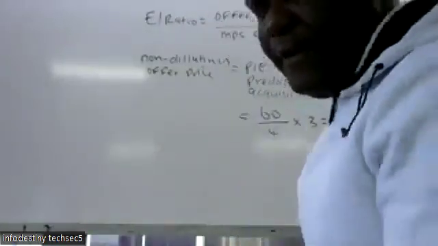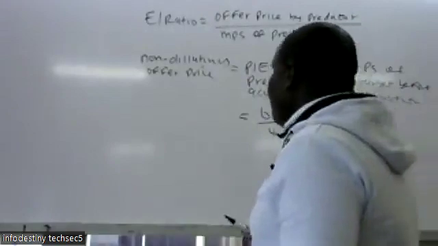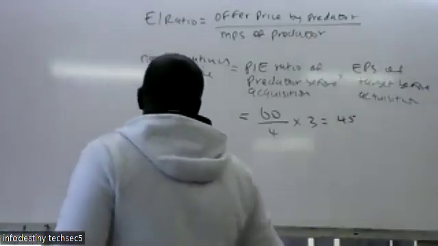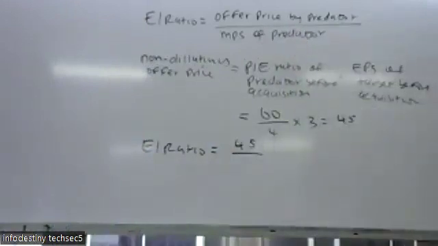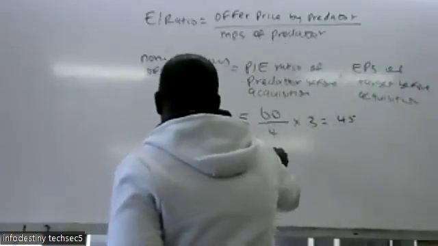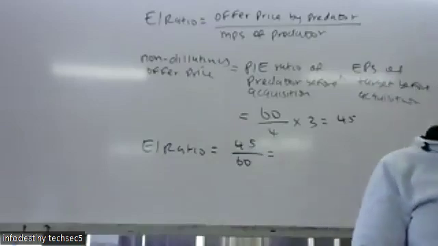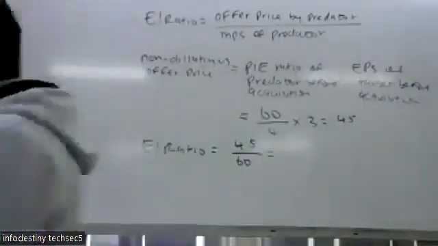So you are getting 45. After that, now you are getting that non-diluting exchange ratio. So for the exchange ratio, you take the 45, which is now the non-diluting offer price, then you divide by market price per share of the predator, which is 60. So we can now get the ratio.